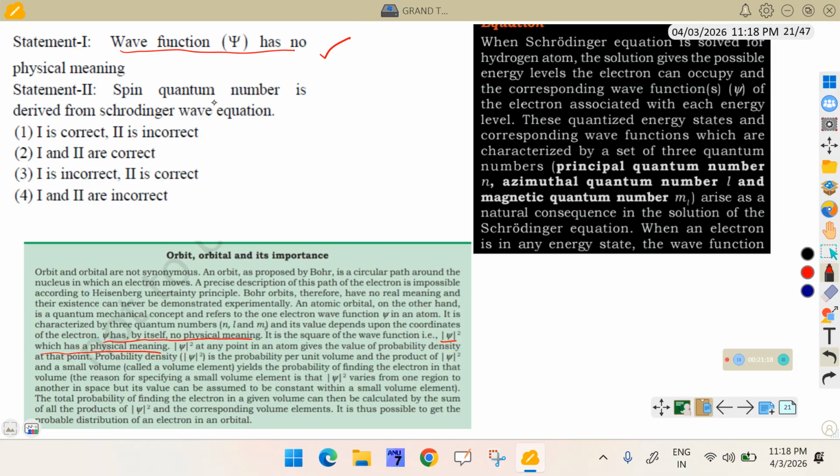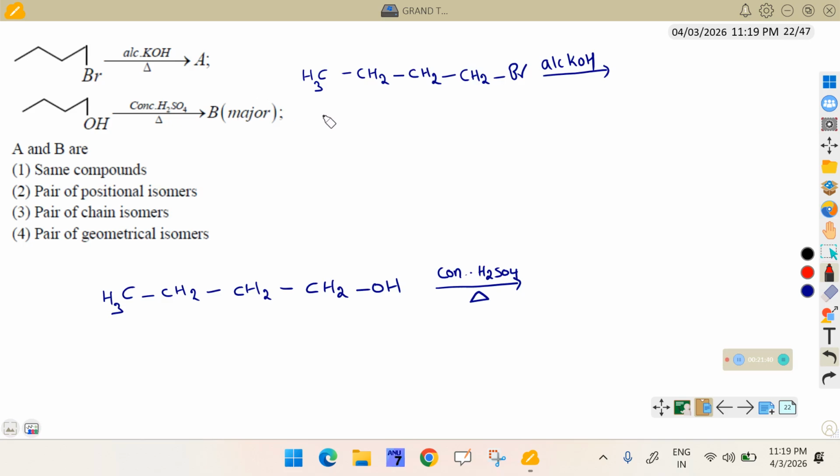Statement 2: spin quantum number is derived from Schrödinger's equation. From Schrödinger's equation, they can derive principal, azimuthal and magnetic quantum numbers only. Spin quantum number cannot be derived from Schrödinger's equation. Statement 1 is correct, statement 2 is incorrect. Alkyl halide reacts with alcoholic KOH, and the dehydrohalogenation process takes place.